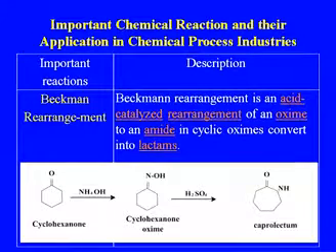Beckmann rearrangement is one of the very important reactions, especially in the manufacture of caprolactam. In the process of making caprolactam from cyclohexane, the last step is the Beckmann rearrangement, the acid catalyzed rearrangement of an oxime to an amide, where a cyclic oxime is converted into lactams, that is the caprolactam that you are getting. So this is the reaction which is taking place in caprolactam manufacture.